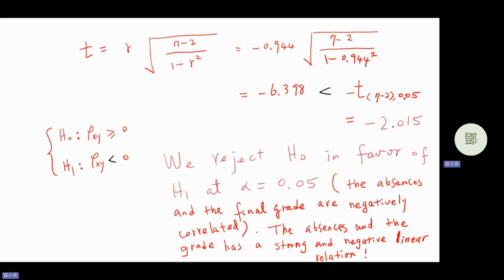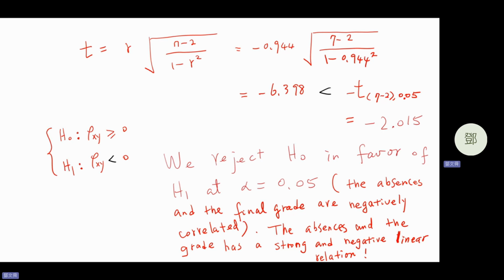And so let us put it in. Again, the t-value, you see that it is minus 6.9398, which is far smaller than minus the value of t sub 7 minus 2, 0.05. Understand? So what is the value? It is minus 2.015. You go to the table, you will find it. Okay?